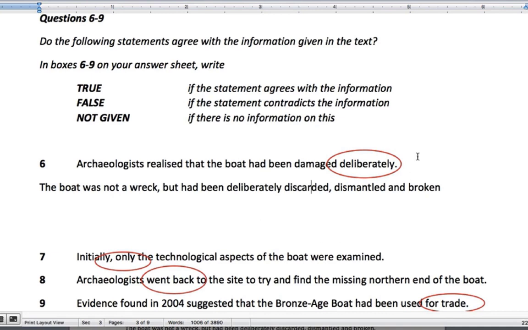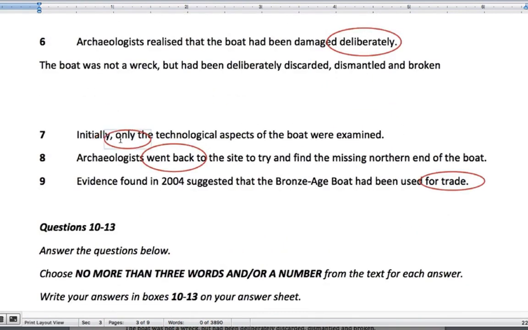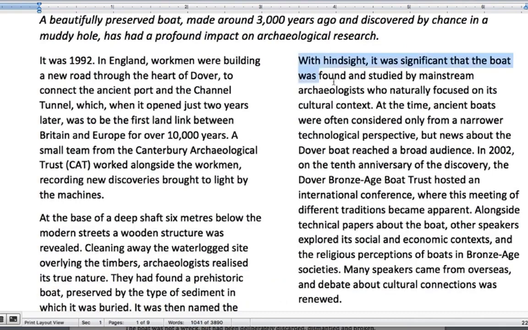The point I want you to realize is that was their focus. As you can see, that was their focus. Right, let's look at this next one. Was it only the technological aspects, or were there other aspects which were also examined? Now this one came from this paragraph over here.